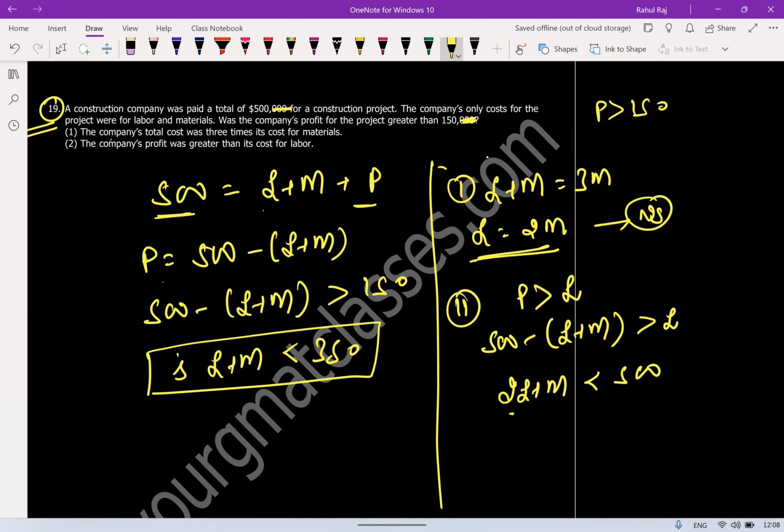So just by knowing 2L plus m is less than 500, can you predict L plus m is less than 350? No, absolutely not. So this is again not sufficient.